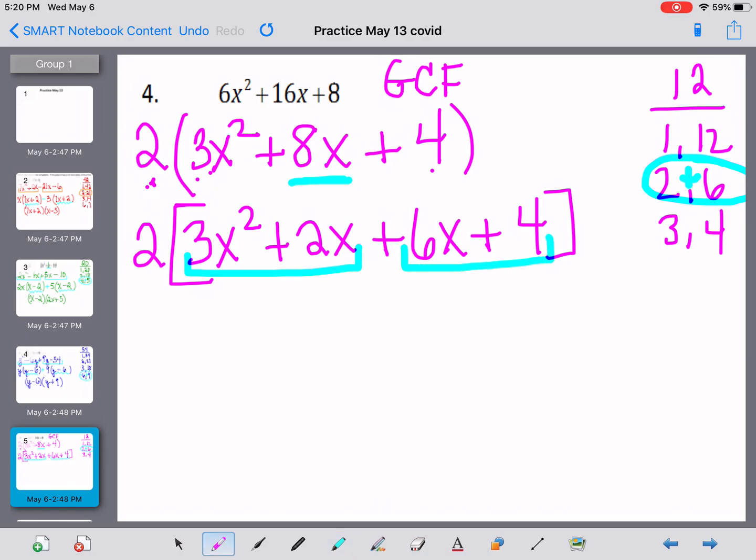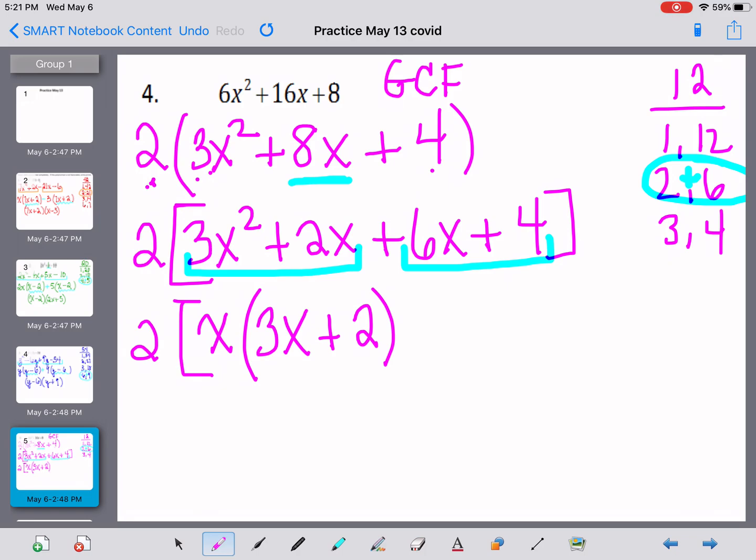And now that we have grouped those together, we're still going to leave this 2, but the greatest common factor in the first group is an x. And when we factor out an x, 3x squared divided by x is 3x. We had 2 x's, we took out 1. 2x divided by x is 2. We had 1x, we took it out. Our sign is a plus.